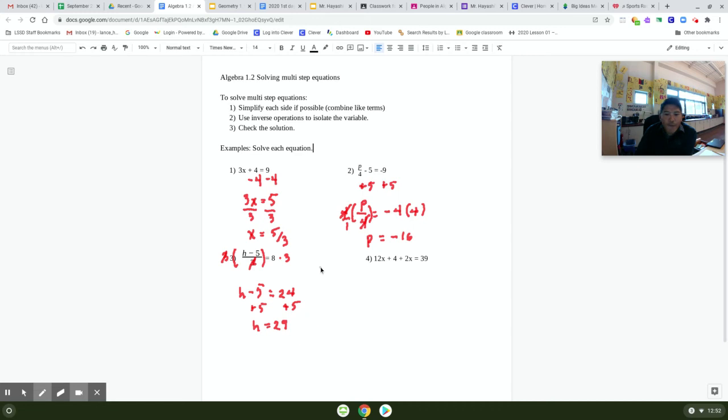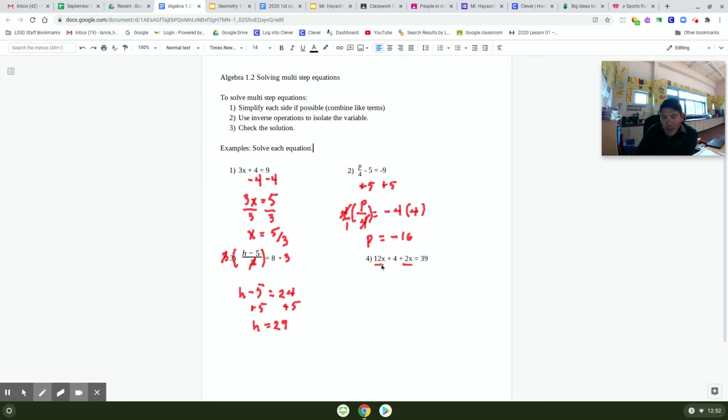And then example 4. Before you start trying to use inverse operations, remember what we need to do to solve multi-step equations, if possible, which was not possible on any of the 3 previous examples. You want to see if you can combine any like terms. Here's what I noticed. Here's what you should notice as well. On the left side of the equation, you have 12x, and you also have 2x. Those are like terms. So it's 12x plus 2x.